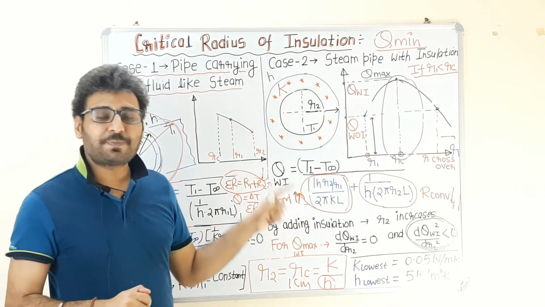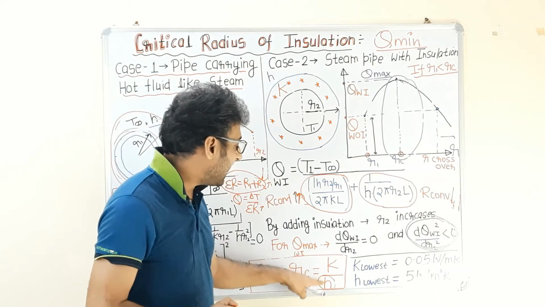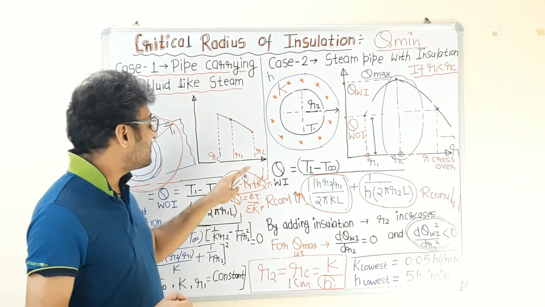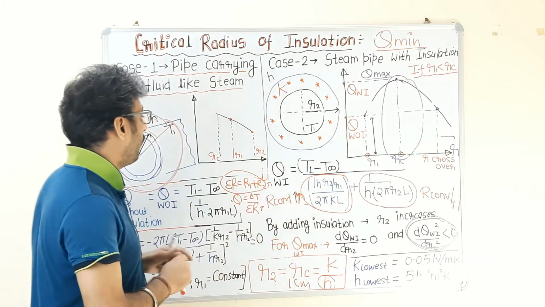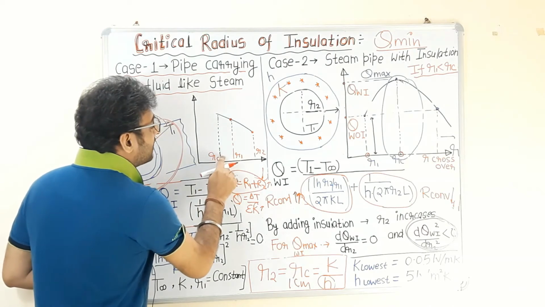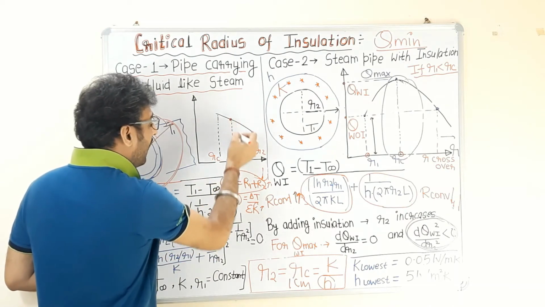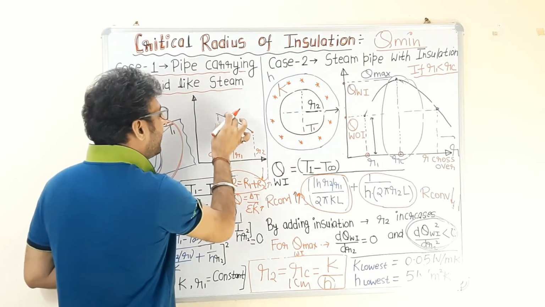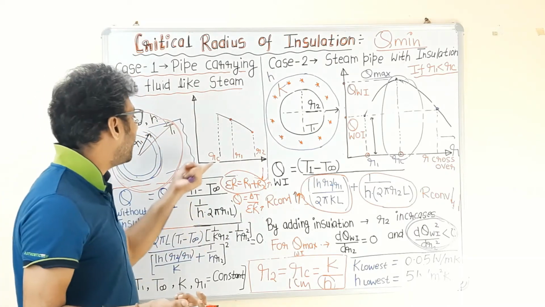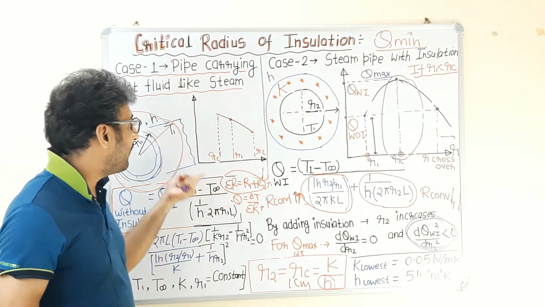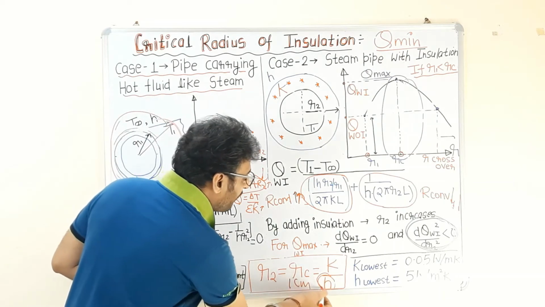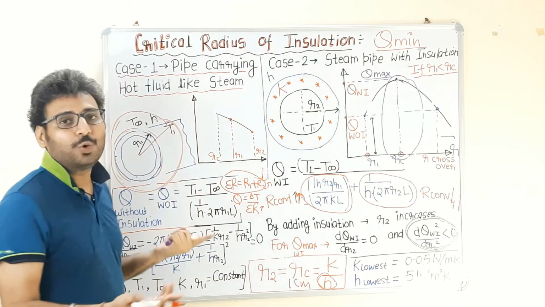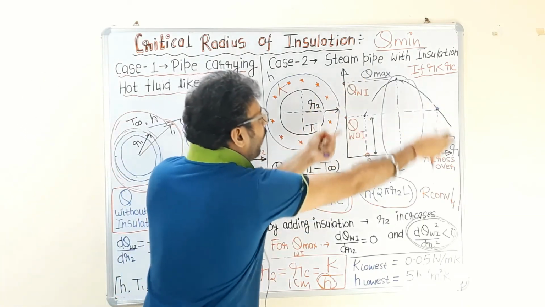Now if there is a special case where H is high, then the critical radius of insulation will decrease. It means we can achieve a condition where RC is smaller than R1. It means our initial radius of the steam pipe is already greater than the critical radius of insulation. It comes in the condition where the convective heat transfer coefficient is high, which is a rare case. In that case, we need not look into this whole concept.